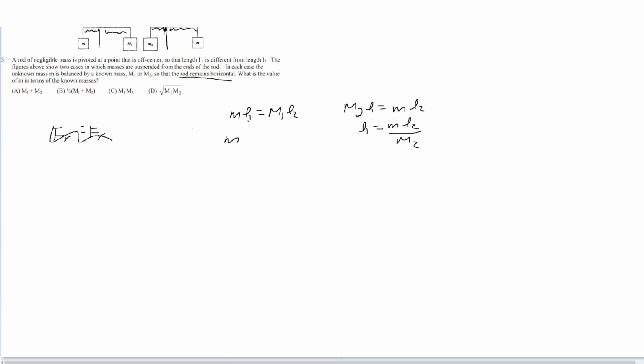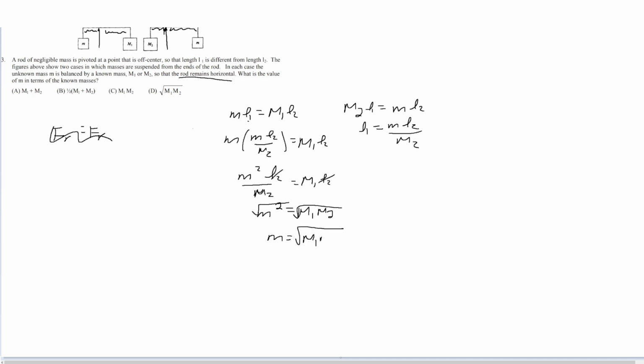So here we would say M times M L2 over M2 equals M1 L2. So we'll say M squared L2 over M2 equals M1 L2. So these L2s will cancel, and then we multiply by M2. We say M squared equals M1 M2. We square root both sides, and we get that M equals the square root of M1 times M2. So our answer is going to be D.